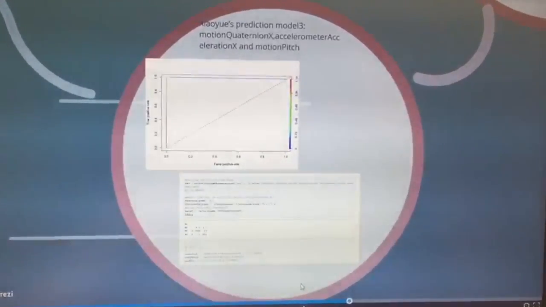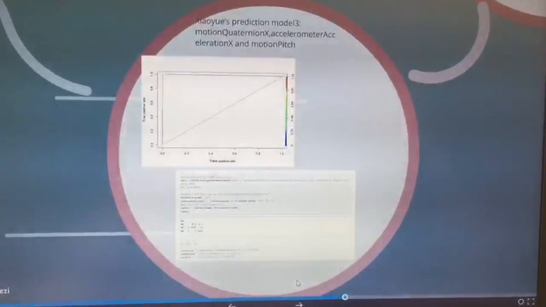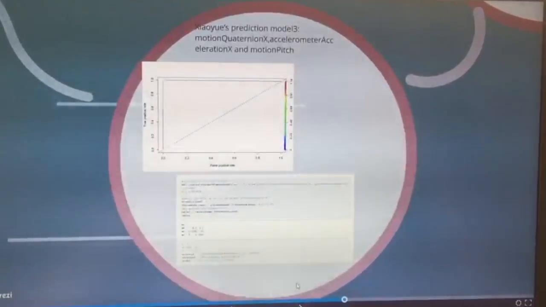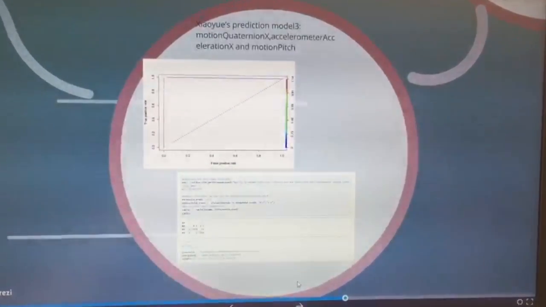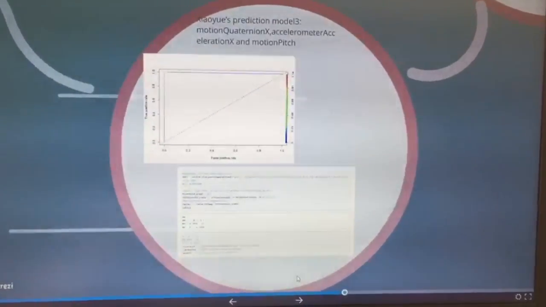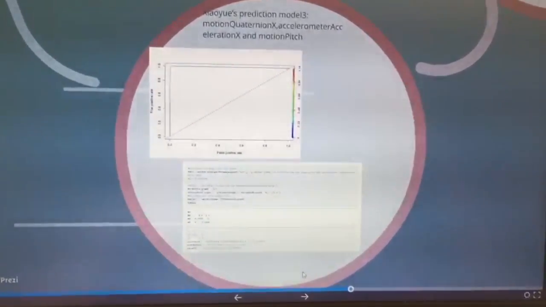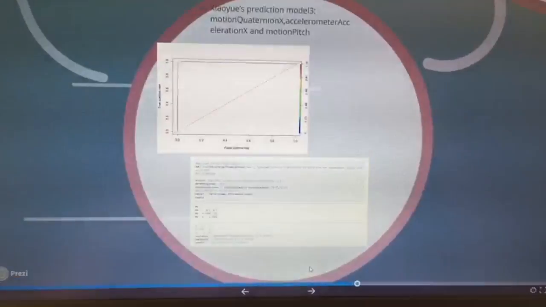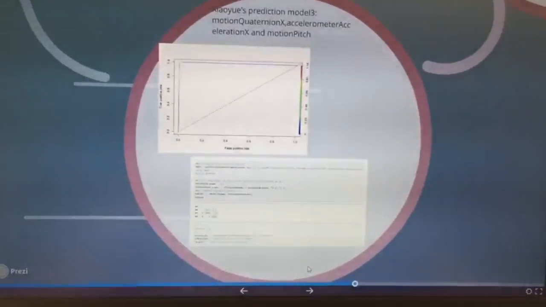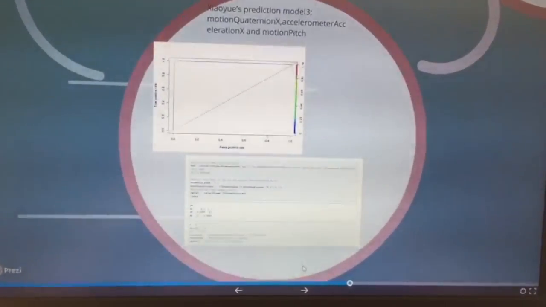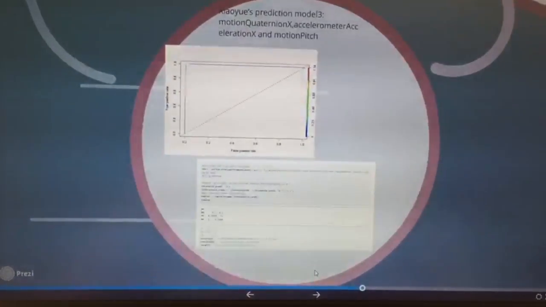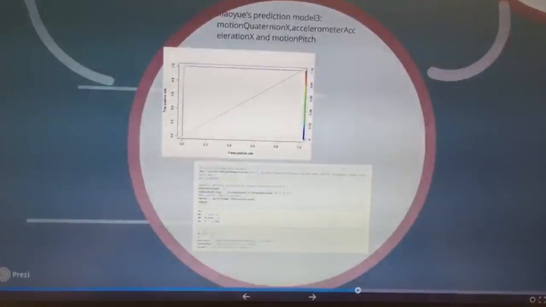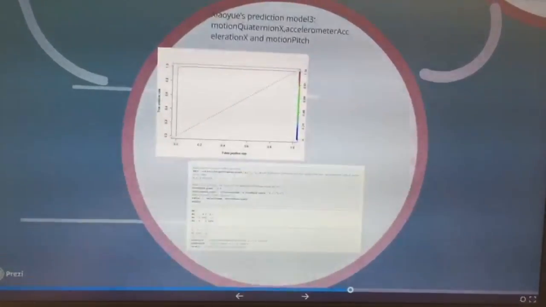For my part, I chose 3 parameters to do the prediction. I chose motion quaternion x, accelerometer acceleration x, and motion pitch for the decision tree. Basically we used the same method, and after doing the computation, we could get the ROC curve, the AUC, and the accuracy, precision, and recall table.